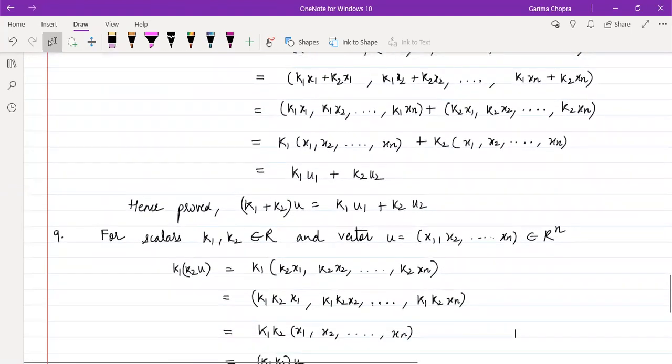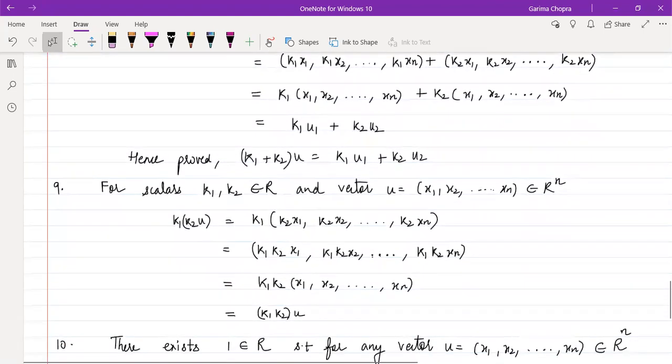Similarly, we can prove this ninth axiom. In the ninth axiom, only scalar multiplication is involved. Here we are considering two scalars, k1 and k2, and one vector u. So firstly, we are finding this scalar multiplication. We are finding this product k2u, which is this one. And once we have this vector k2u with us, then we are multiplying it with the scalar k1, and we have used the definition of scalar multiplication by which we are getting this one.